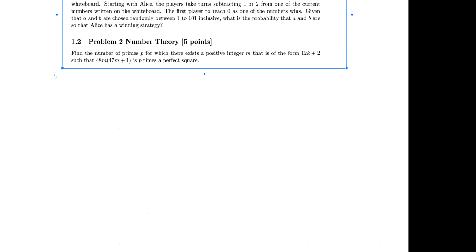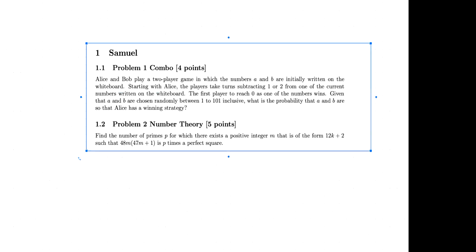For problem 1, Alice and Bob play a game and they take turns subtracting 1 or 2. The first player to reach 0 as one of the numbers wins. Given A and B, does Alice have a winning strategy to win the game? I'm asked to find the probability that A and B are such that Alice has a winning strategy.